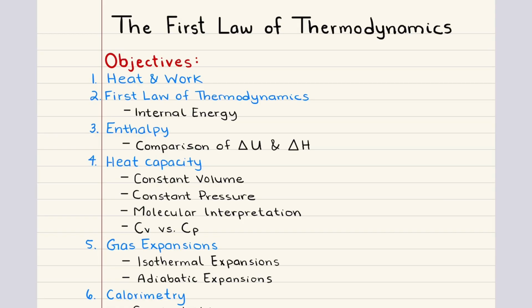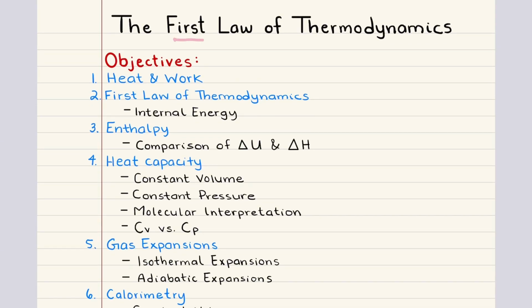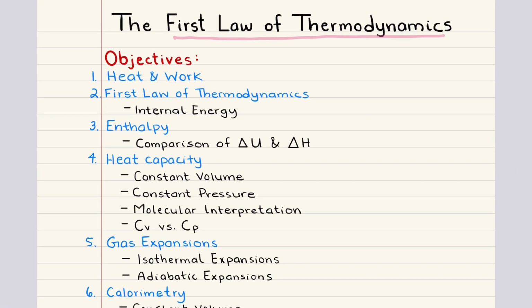Today we're going to cover chapter 3 for our physical chemistry playlist, and this chapter discusses the first law of thermodynamics. In this chapter, we're going to cover the following objectives. First, we're going to start with the concepts of heat and work. These are the two main ways that energy can be transferred between a system and its surroundings. So we're going to carefully define both and look at how they're treated in thermodynamics.